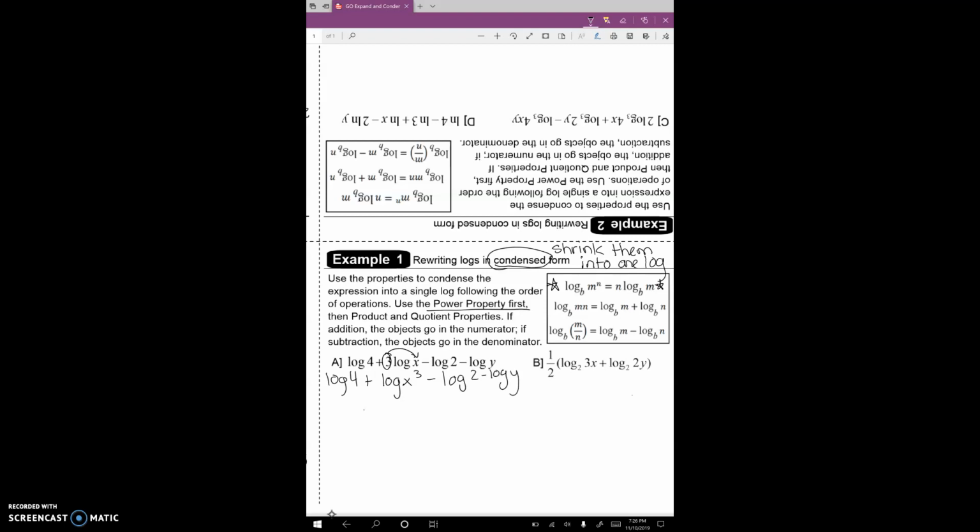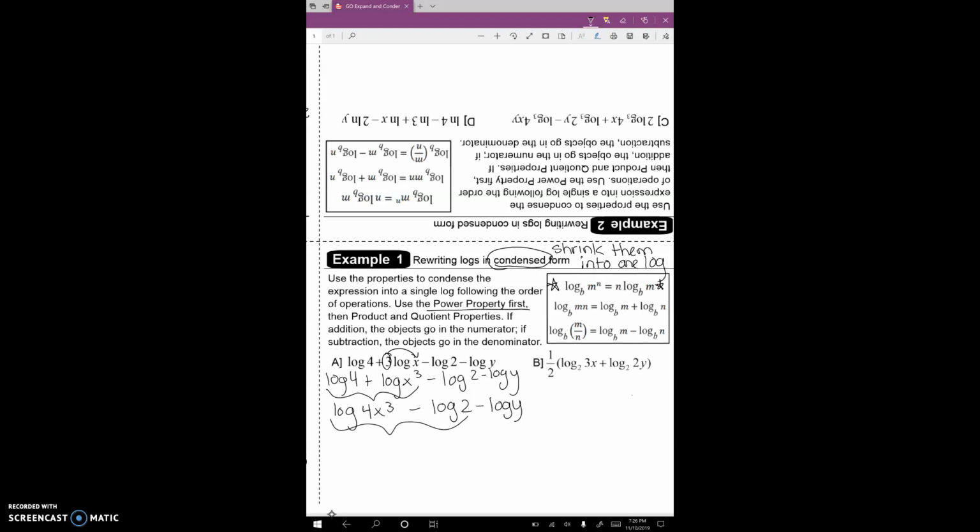After, I will do the product property. So then addition turns into multiplication. And I have log of 4x cubed. You want to do it step by step so we don't make any mistakes.